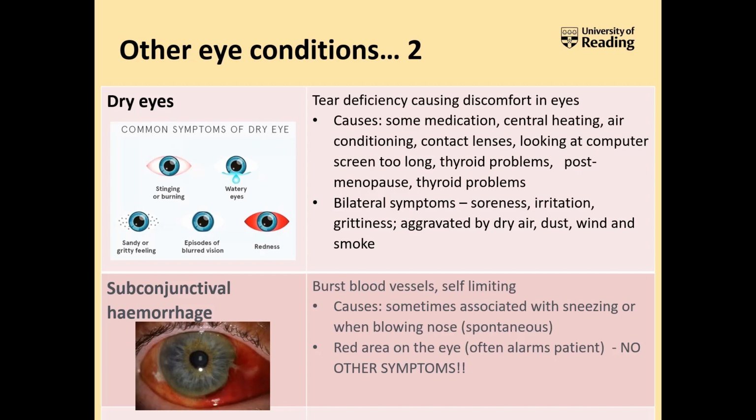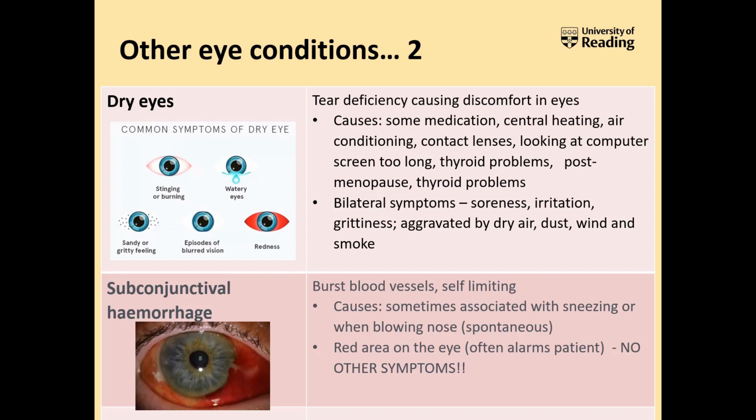It tends to be bilateral in symptoms, so soreness, irritation, grittiness, and can be aggravated by dry air, such as in central heating or aircon, dust, wind, and smoke. So cigarette smoke or other types of smoke. You can see in the image here a diagrammatic representation of the symptoms.